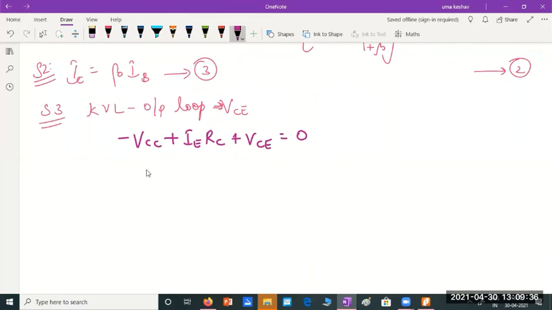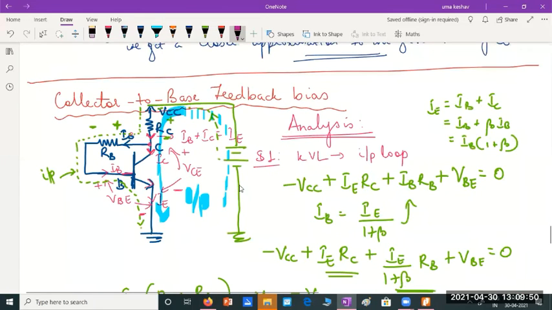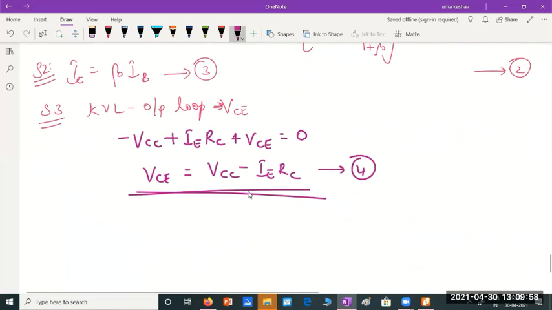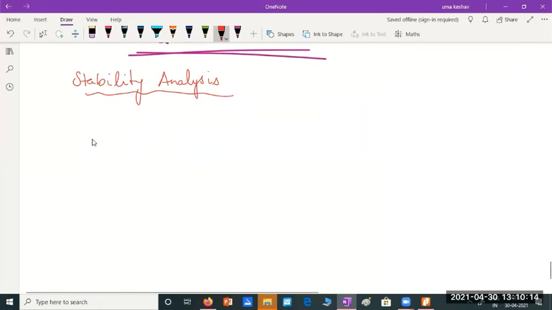This is the output side. I am interested in this voltage VCE, which will be VCC minus IERC. Done. The major part of the analysis is done. Please see here, minus VCC plus IERC plus VCE. Okay. So we have done this analysis. Now let's do the stability analysis. Just like how we did in the previous circuit, let us analyze how stable the operating point will be in this circuit. So how do we do that?